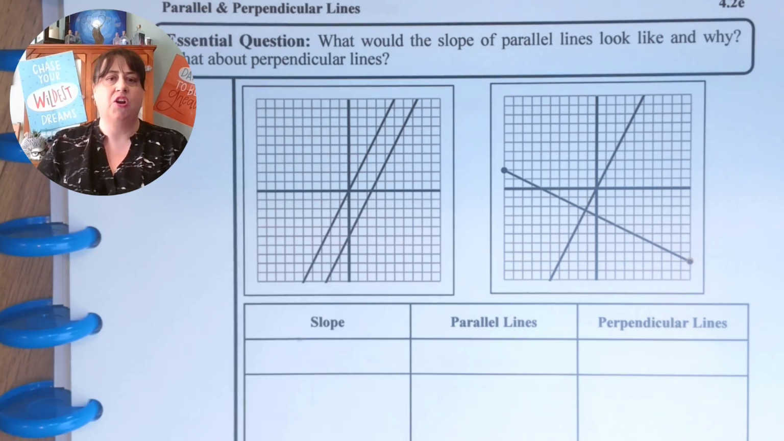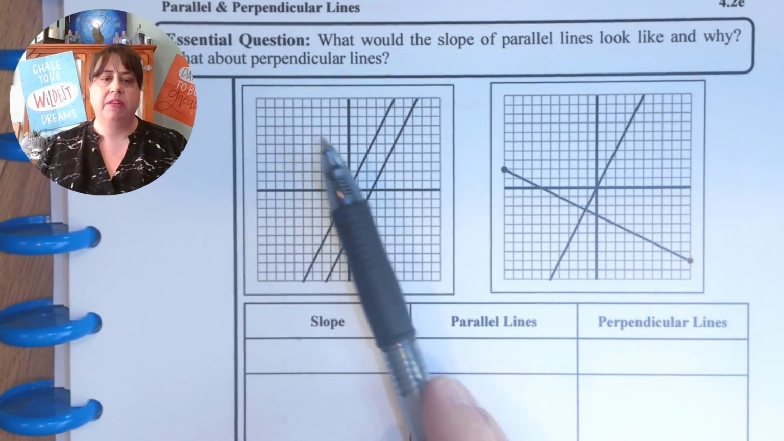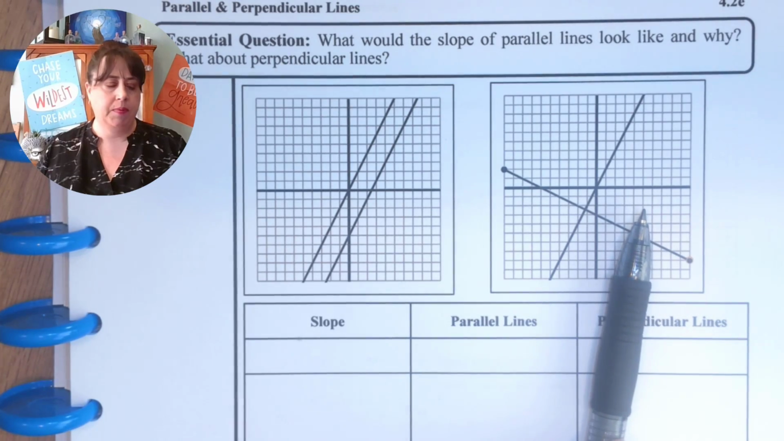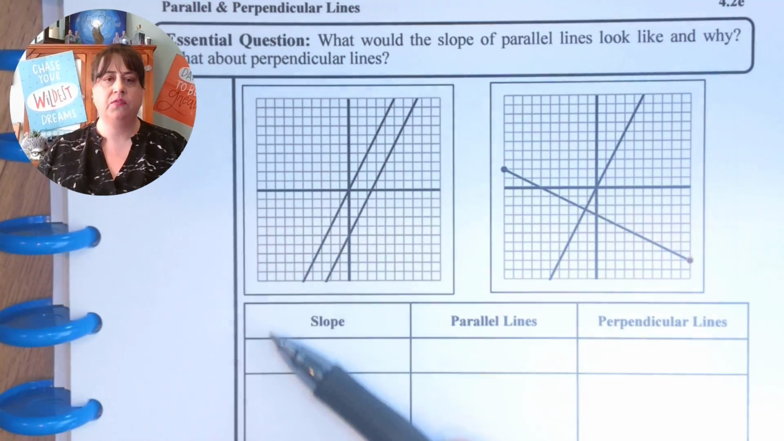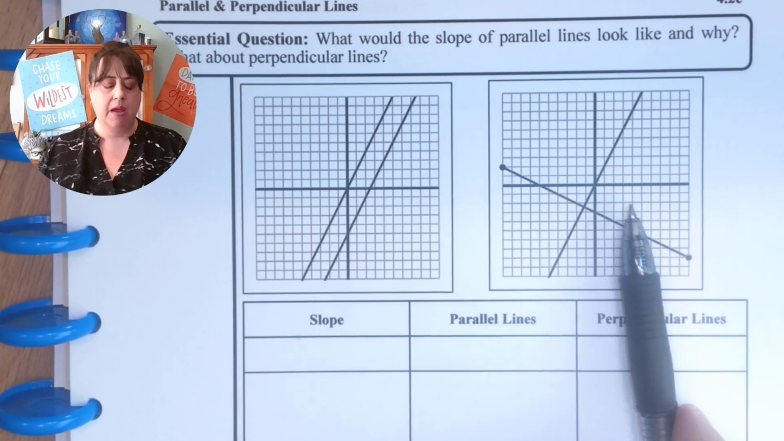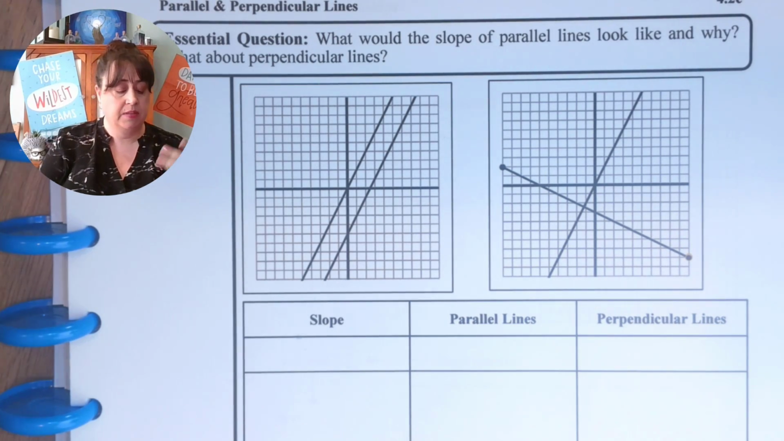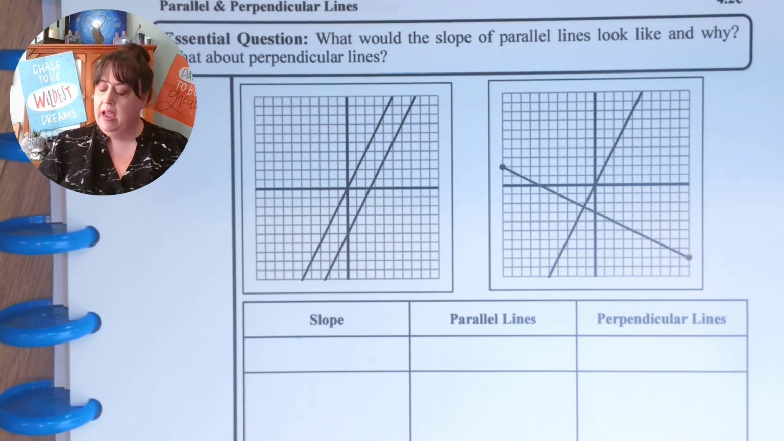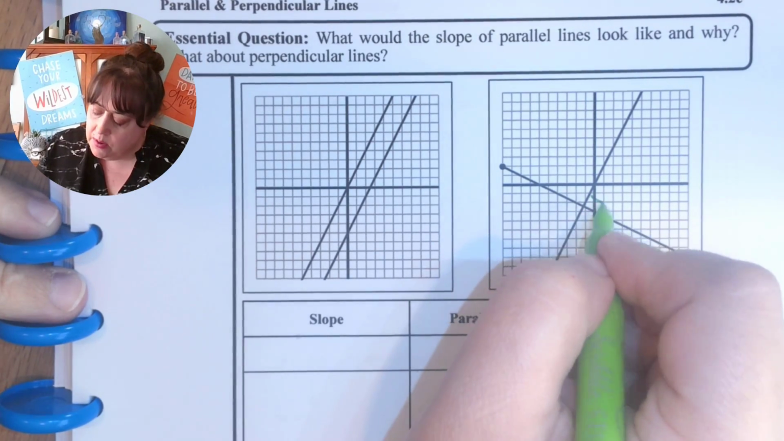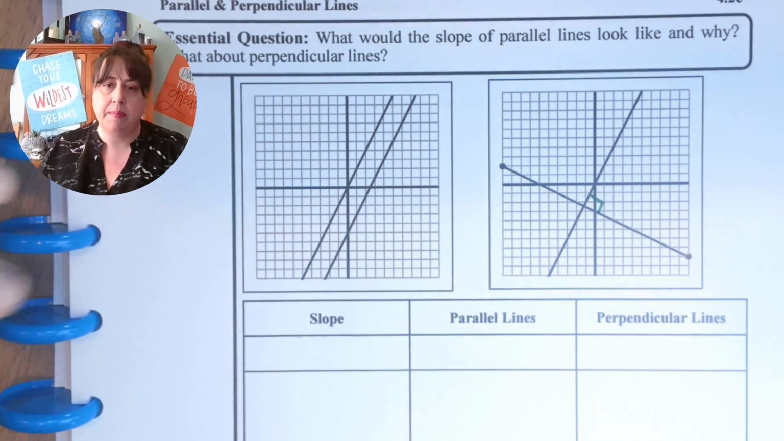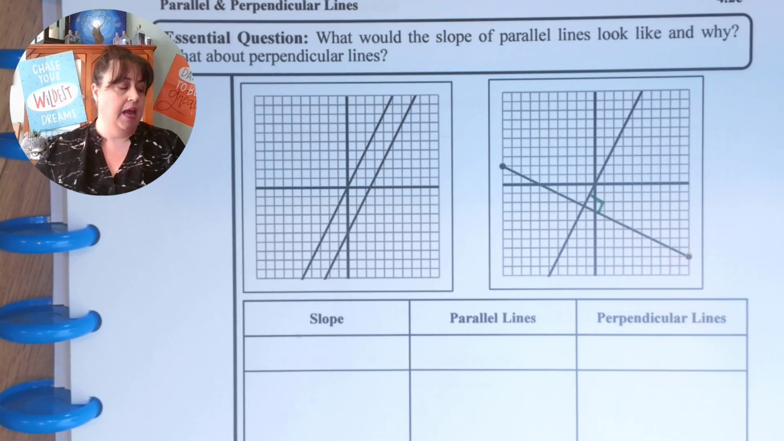So let's get started. Right here we have an example of parallel lines and perpendicular lines. Parallel lines, if you recall, never will intersect, and perpendicular lines do intersect, but specifically they intersect at 90 degrees. So let's put a little box in there to remind ourselves that they're intersecting at 90 degrees.